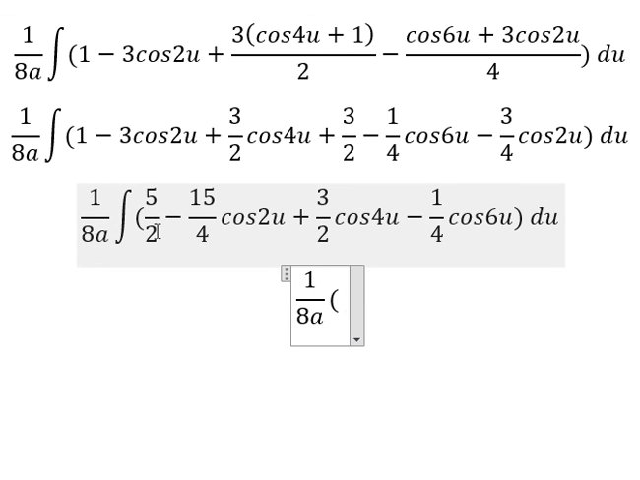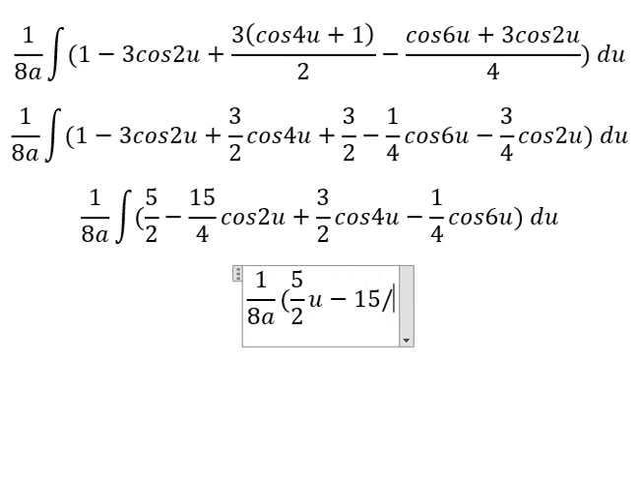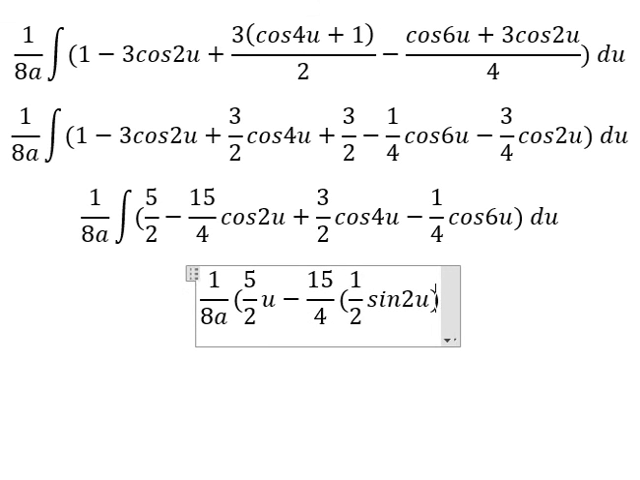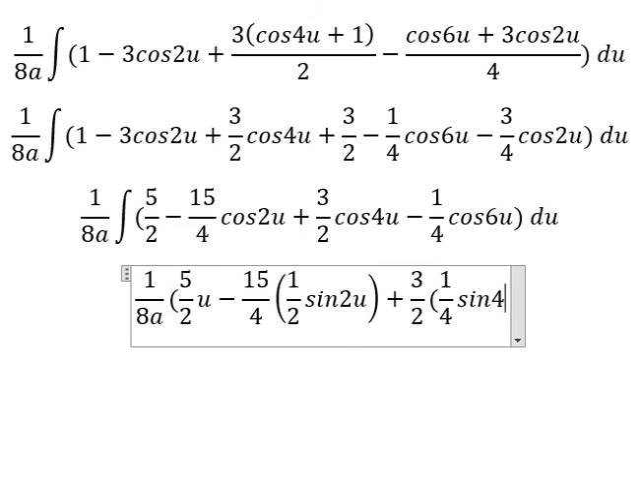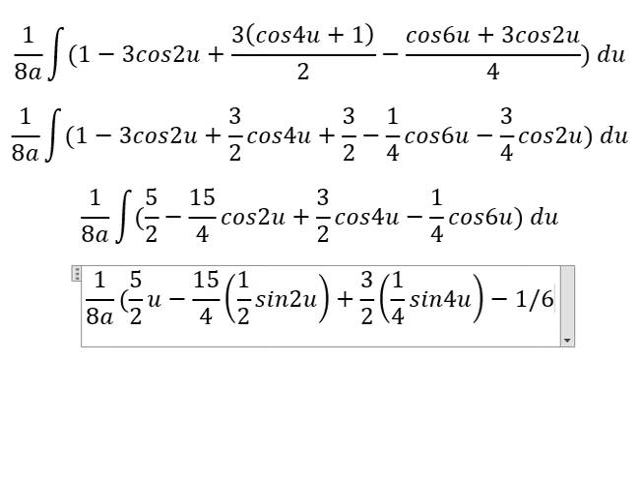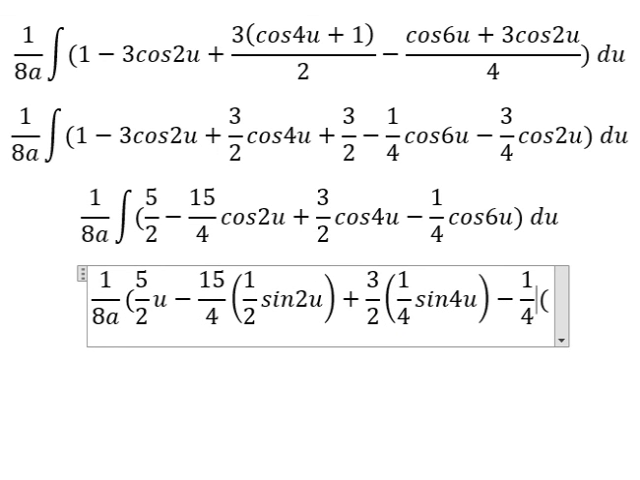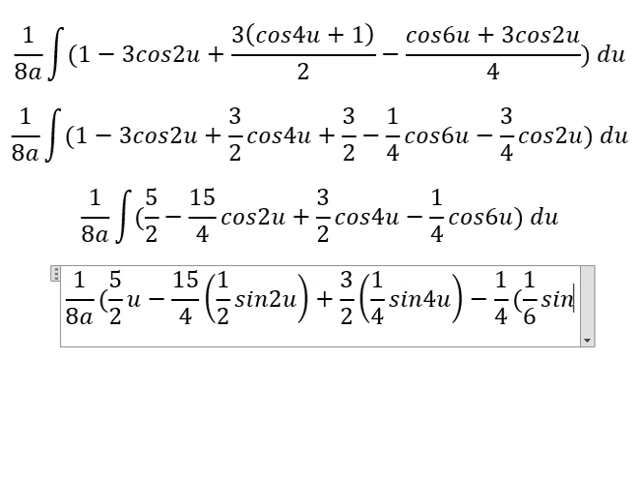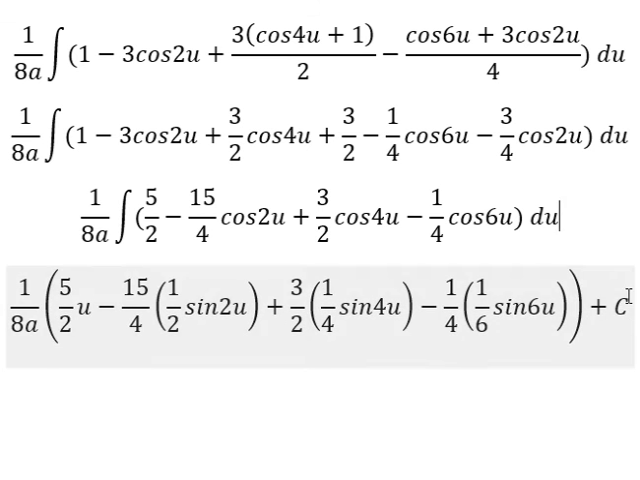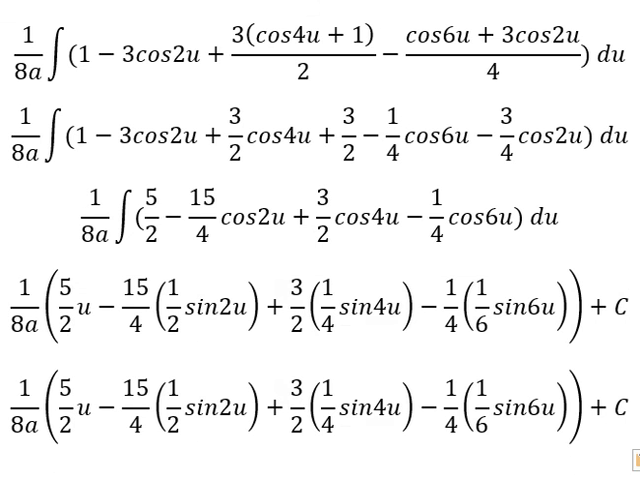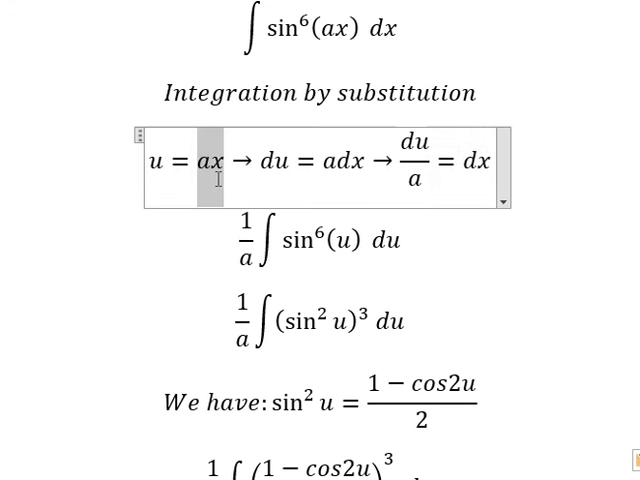The integration of 5 over 2, you get 5 over 2 u. The integration of cosine 2u, you get 1 over 2 sine 2u. The next one we have 1 over 4 sine 4u. And the last one is 1 over 6 sine 6u, and we put a plus C here. Then u is a s.